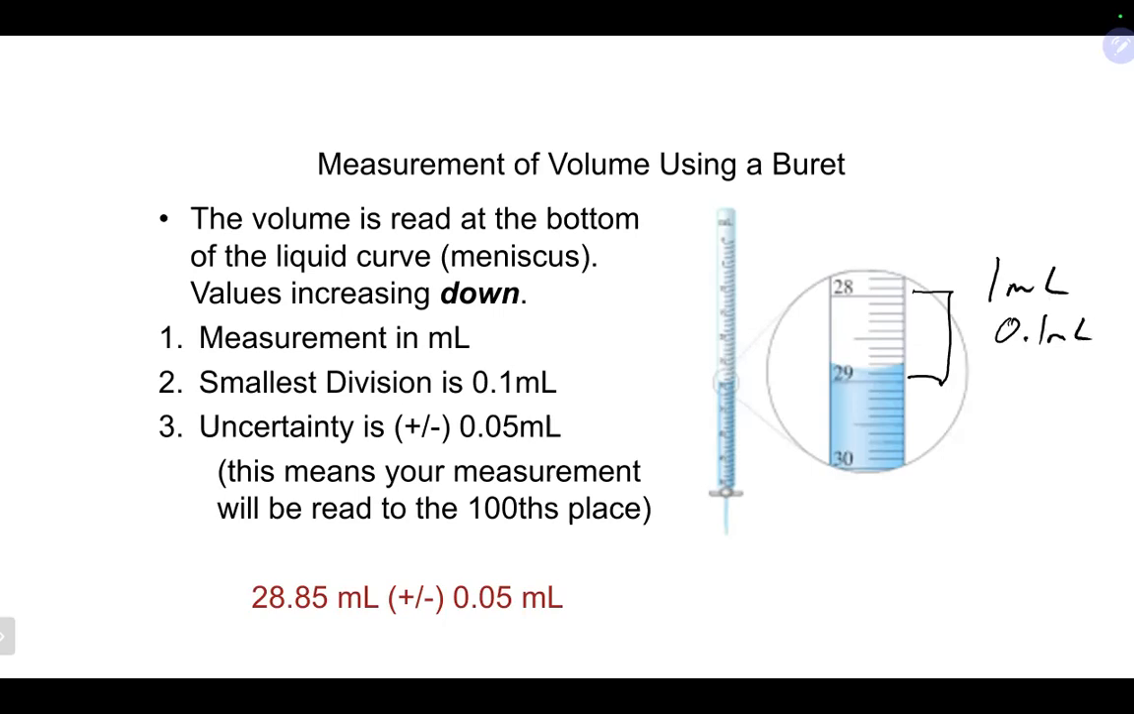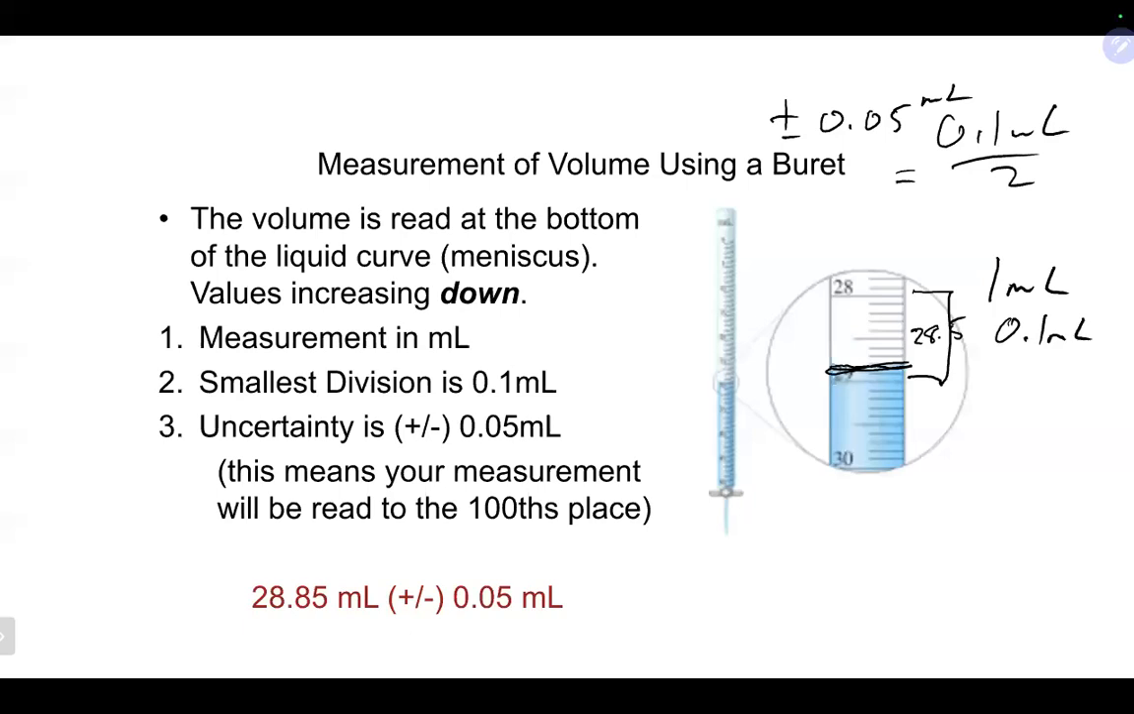And obviously, if we took our 0.1 milliliters and divided it by 2, that would get you your plus or minus 0.05 milliliters. Now, this would actually be here, 28.5. And as we come down here, our meniscus is in this area, which is right before 29. So they went to 28.85 milliliters.